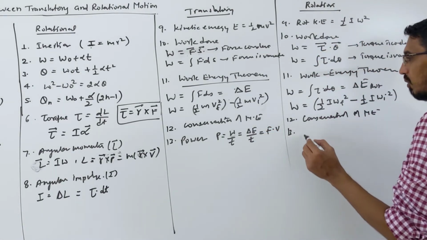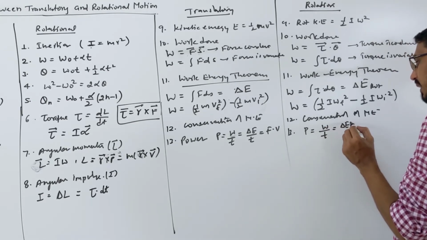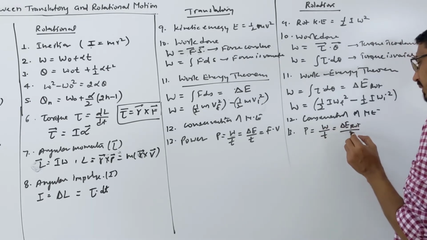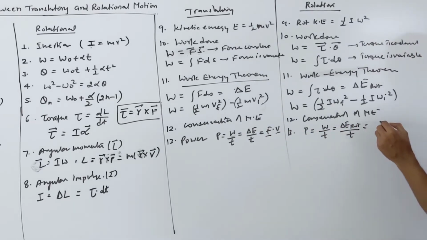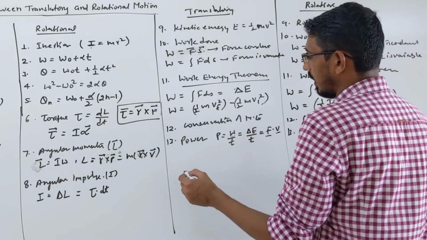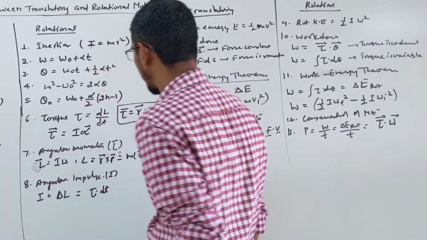So here rotational power will be the same way. Power will be work, again work by time only, change in rotational kinetic energy by time only, or this one, look here, force into velocity. So force is called here torque, velocity is called angular velocity. So this is also your power, right? Yes. Okay.